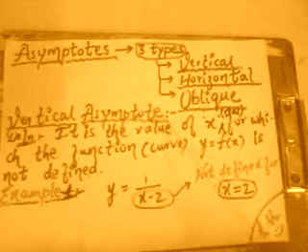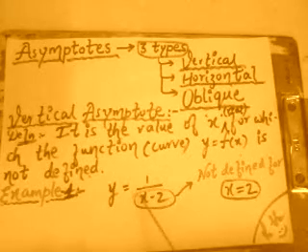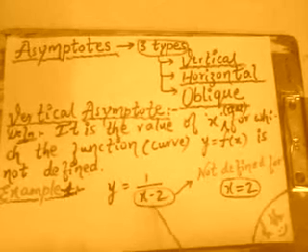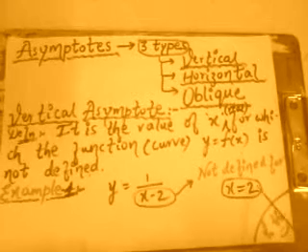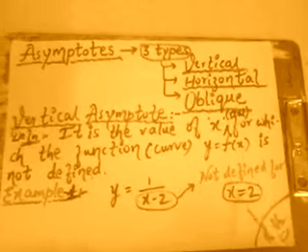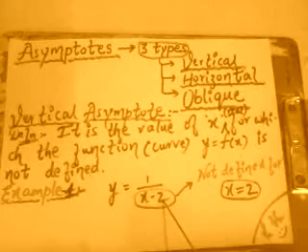Algebraically, I define the vertical asymptote as the real value of x for which the function or the curve y is equal to f of x is not defined. For example, I take the function y is equal to 1 by x minus 2. We all know that since the denominator is x minus 2, this function is not defined for the value x equal to 2. Therefore, this value of x equal to 2 acts as the vertical asymptote for the function y equal to 1 by x minus 2.